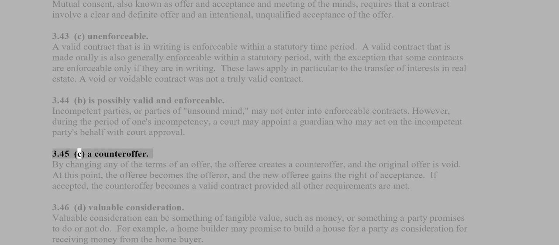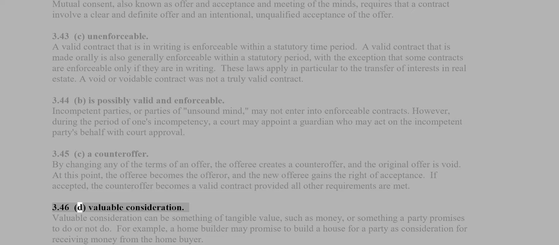3.45 c. A counteroffer. By changing any of the terms of an offer, the offeree creates a counteroffer, and the original offer is void. At this point, the offeree becomes the offerer, and the new offeree gains the right of acceptance. If accepted, the counteroffer becomes a valid contract provided all other requirements are met.